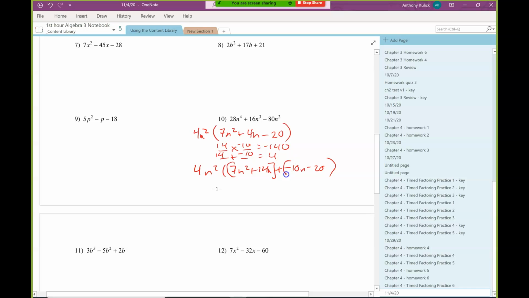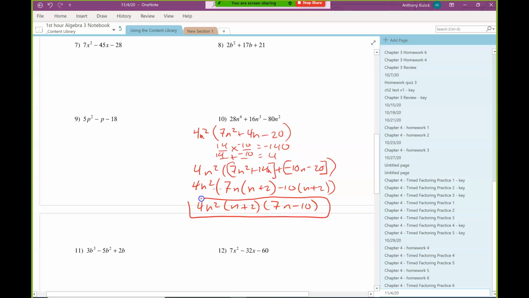And I'll make my two groups. Again, notice that instead of writing minus 10n, I wrote plus a -10n because I need that plus sign in the middle of my two groups. From the first group, I can take out a 7n, leaving me with n plus 2. From the second group, I can take out a -10, leaving me with n plus 2. I notice then I have an n plus 2 in both, leaving me with 7n minus 10 as my leftovers, and there's my final answer.